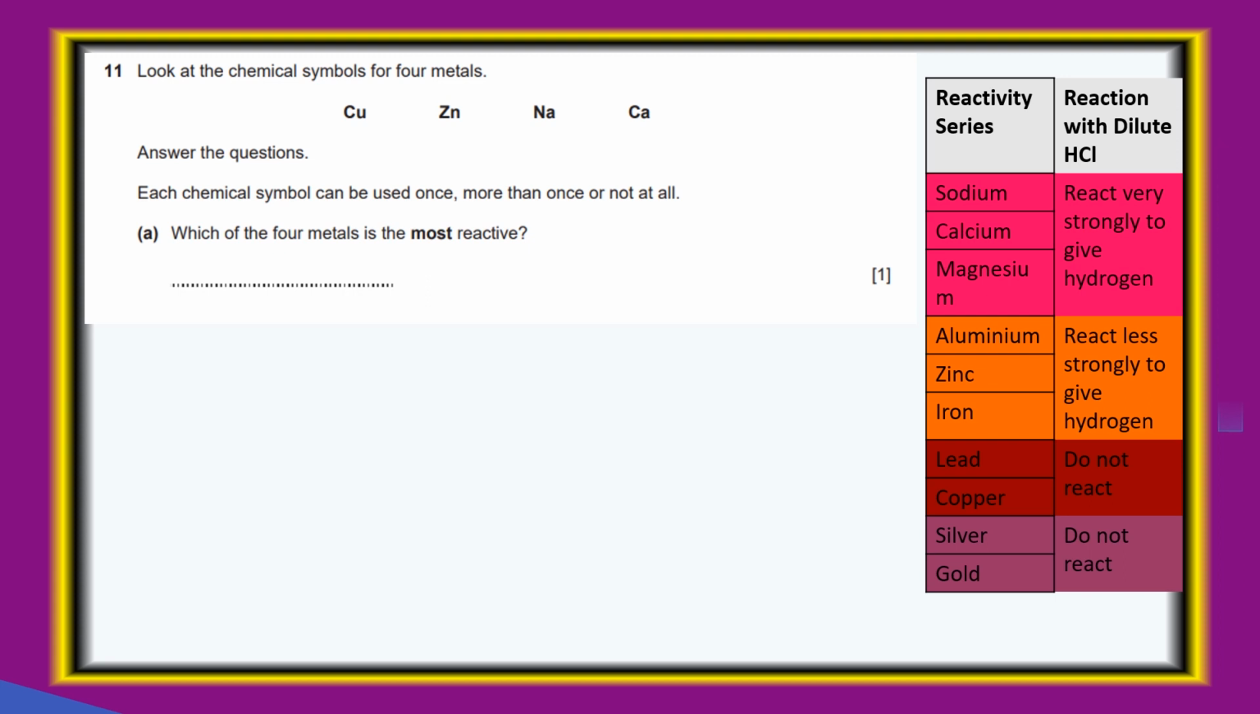Reaction of the metals with dilute acid. Sodium, calcium and magnesium react strongly with acid to produce hydrogen. Aluminium, zinc and iron react less strongly to give hydrogen. Lead and copper do not react. Silver and gold do not react. So the most reactive here is calcium. Sodium is higher than calcium.